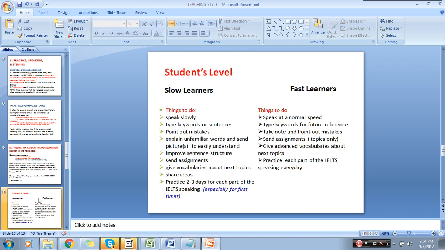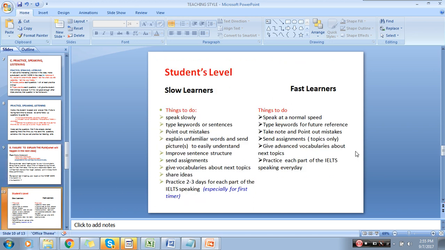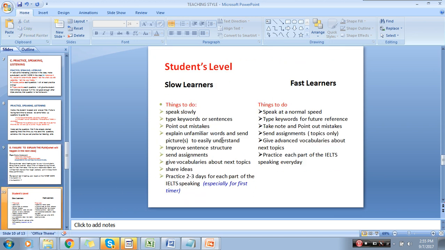Okay, next, students' level. A while ago I was telling you about the students' level, that you may as well prepare a teaching plan based on the students' level. So for slow learners, here are some important things that you have to remember. Speak slowly, type keywords or sentences, and even ideas, so that they can easily understand and record them as part of their notes.